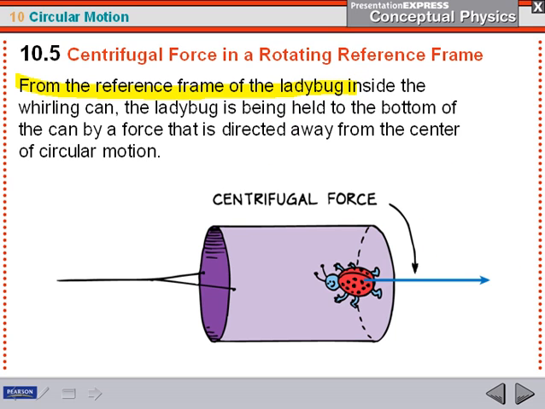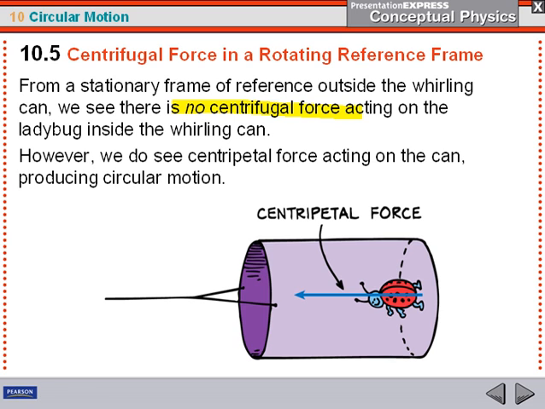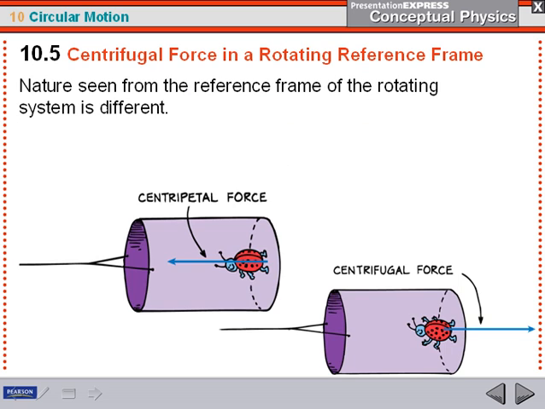What the ladybug is going to feel is that it's being pulled to the bottom of the can by a force that comes from the center, directed away from the center of circular motion, meaning it's a force pulling it from outside that circle. So we can see that there is no centrifugal force acting on the ladybug inside the whirling can. There's nothing pulling, pushing. There's no magnets. There's no gravity pulling the ladybug out. It's all due to the centripetal force that's acting on the can, which is producing the circular motion.